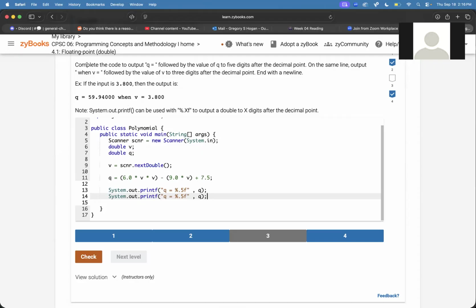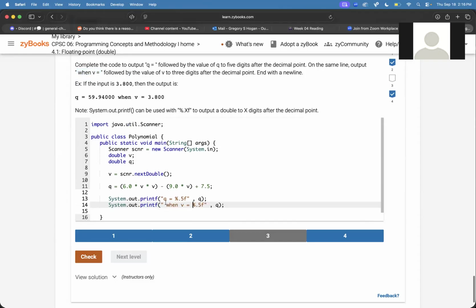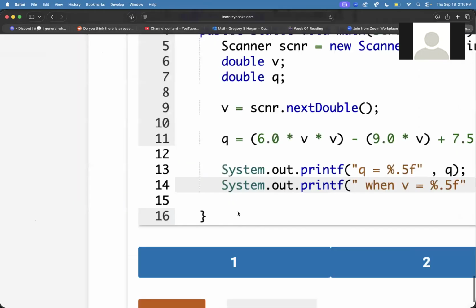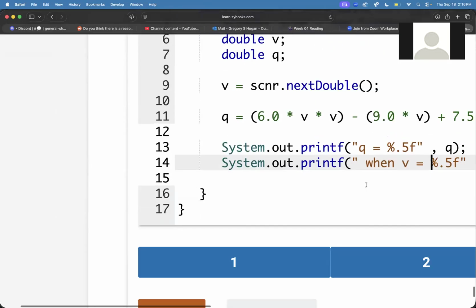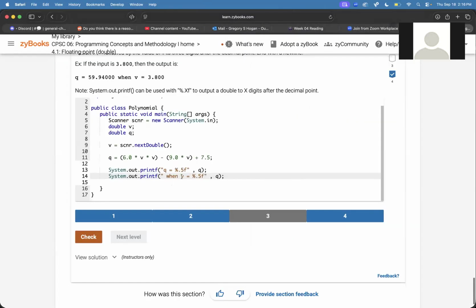So the second thing we want to print is when V equals, and be careful. I don't know if you can tell this, but there's a space. Let me make it big. So notice that there's a space between the quote and the W, right? That's because they want there to be a space between the Q, which is being printed out on the previous line, and the word when.